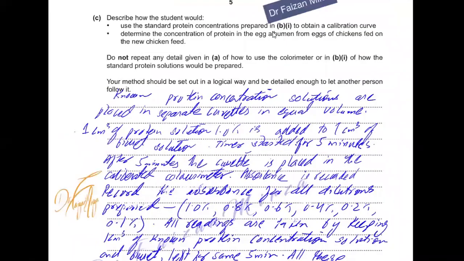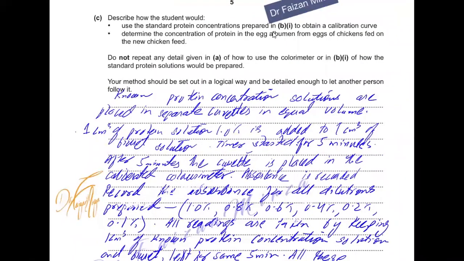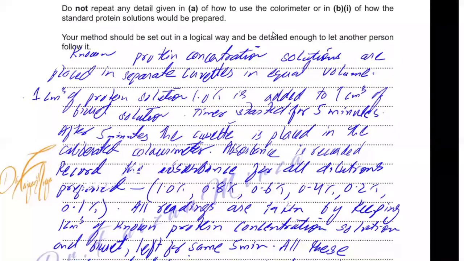So when I have the conditions known, when I have the test run for the known sample, then I place my egg albumin sample, which is from the chicken feed. I'll dilute it and place it for the biuret assay as well, and I'll note its absorbance, and then I'll compare it with my standards, or you can say the calibration curve. So how do we go about this?